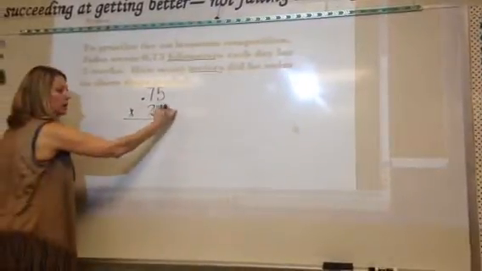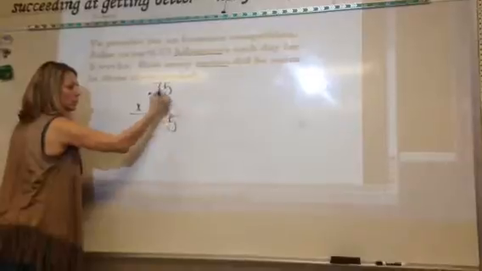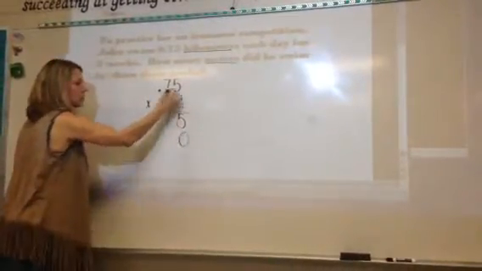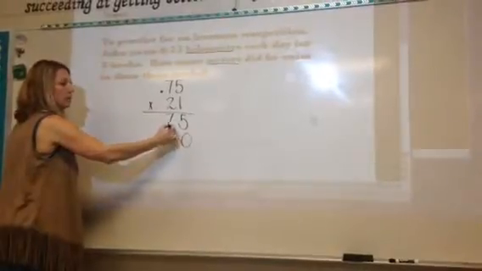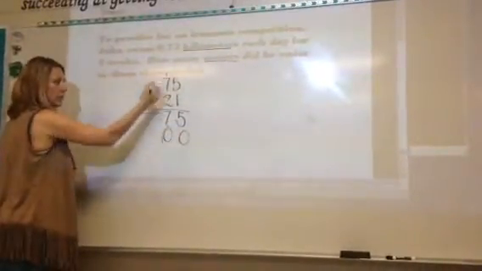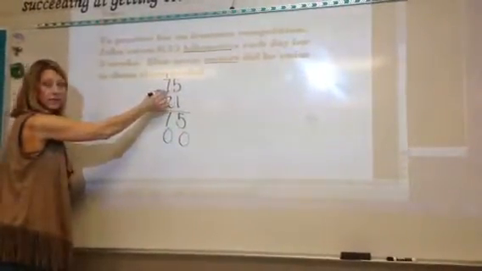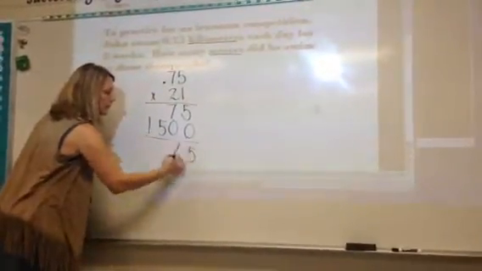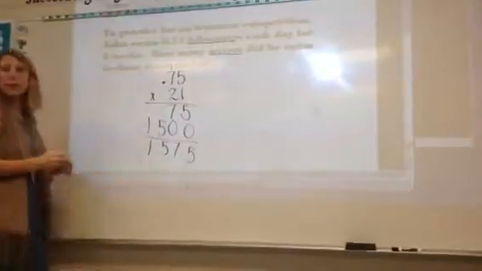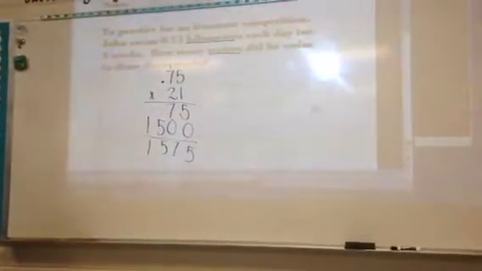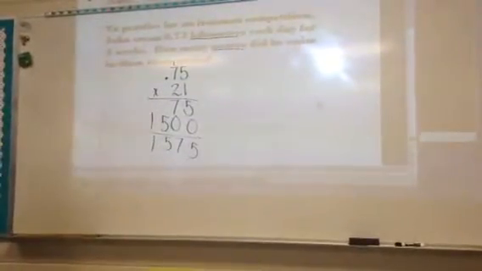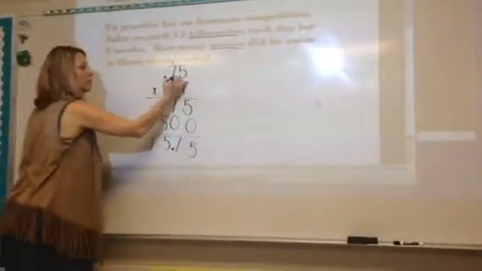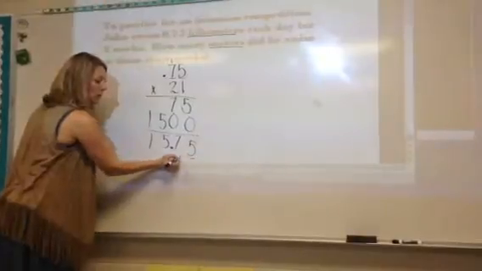So y'all help me out. 1 times 5. 5. 1 times 7. 7. 2 times 5. 10. Put down the 0, carry the 1. 2 times 7. 14. Plus the 1. 15. Now what? Decimals. 2 places on the decimal is right. But why? Because there's 2 in the problem. Since there's 2 in the problem, we will have 2 in our answer.